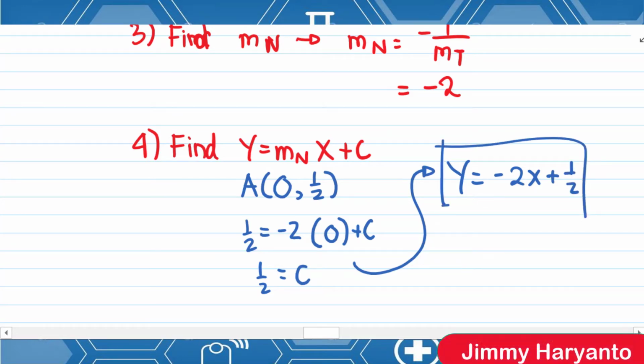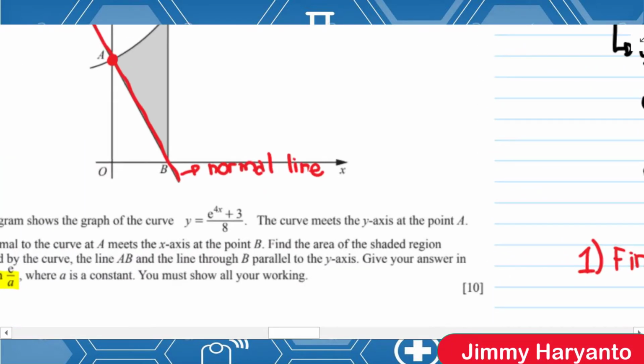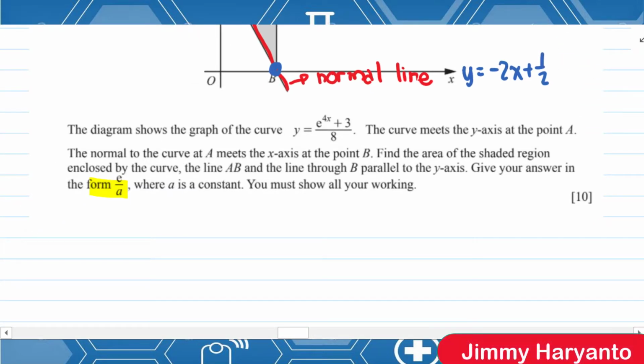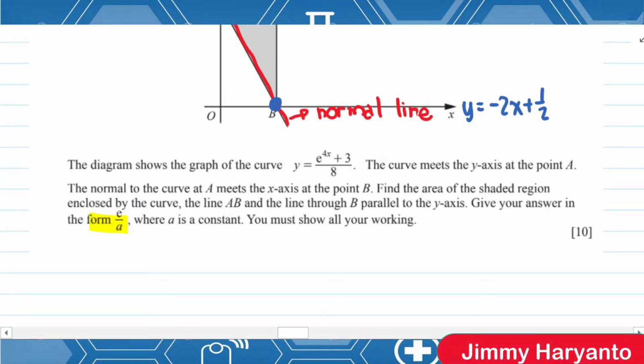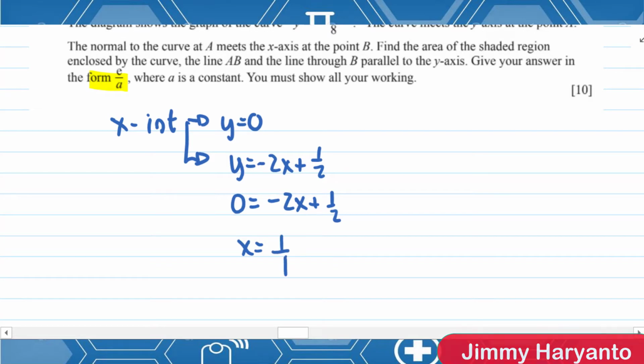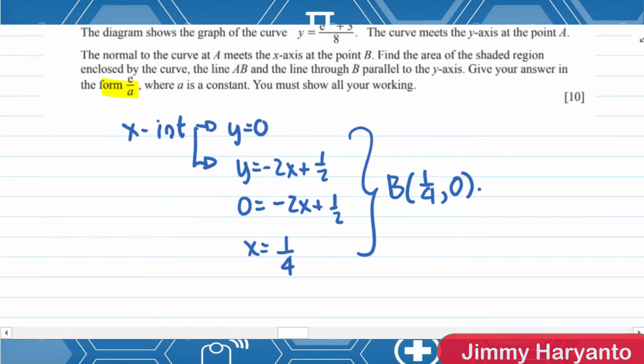This is the gradient, the normal line: y equals negative 2x plus half. And then after that, I can find the b. I will try to find the b. So b is the x-intercept of the normal line. X-intercept means y equals 0. So if you have y equals negative 2x plus half, that means 0 equals negative 2x plus half. From this one, you will get x equals 1 over 4. That means b is (1 over 4, 0).